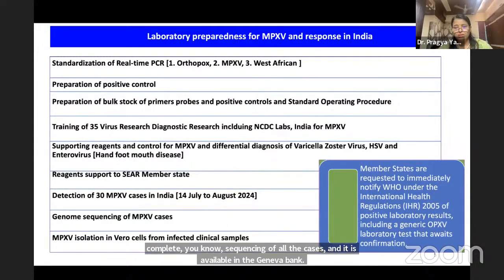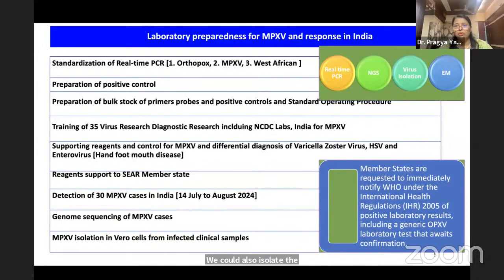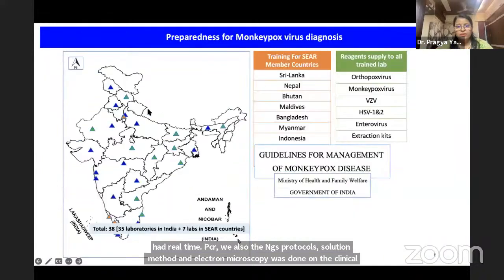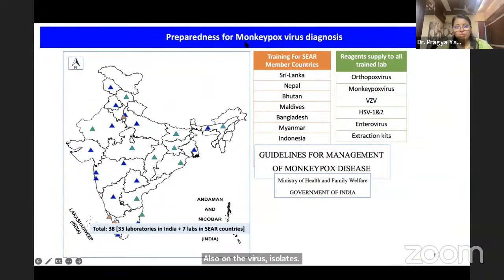We could also isolate the virus, which helps to do more. If we talk about diagnosis, initially we had real-time PCR. We also developed the NGS protocols and virus isolation method, and electron microscopy was done on the clinical samples and also on the virus isolates. Further, these are the laboratories which were prepared for monkeypox testing. These are the SEAR member state laboratories, and then different viral pathogen testing was immediately implemented, which includes varicella zoster virus, HSV 1 and 2, and enteroviruses, and reagents were provided to do it.